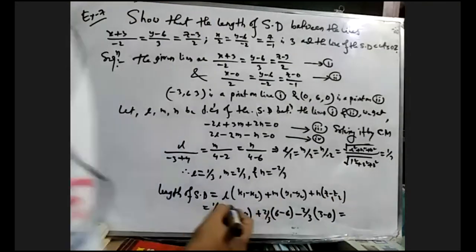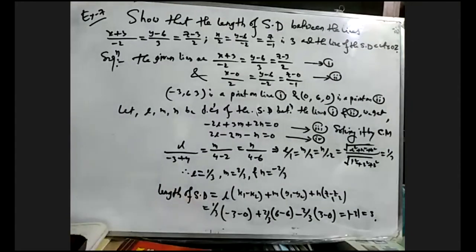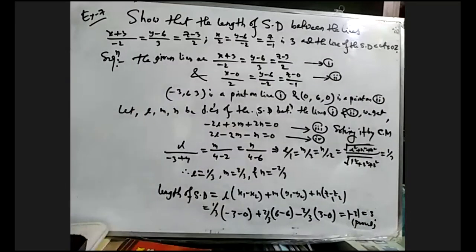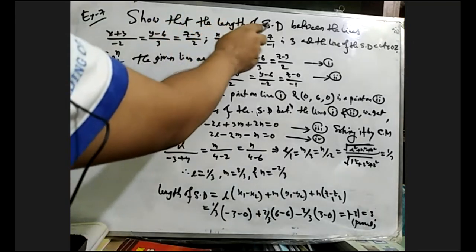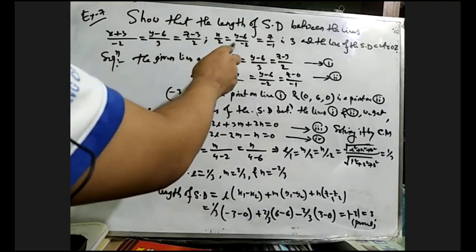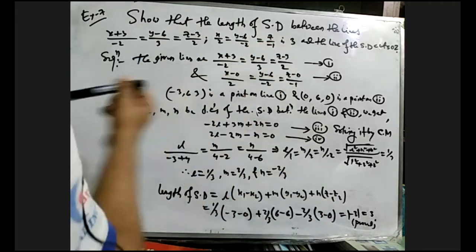So the length will be given by this, minus 3. Remember, this is a length, it can never be negative. So the shortest distance will be 3. Proved. This is the proved result. Therefore the length of the shortest distance between these lines is 3. Proved.